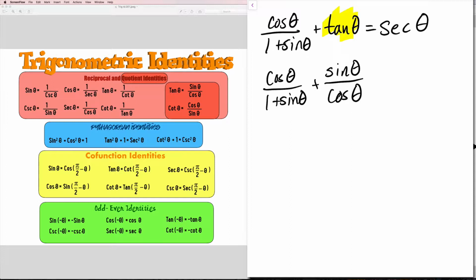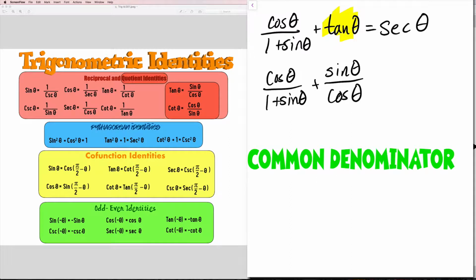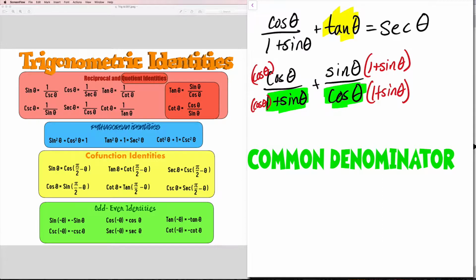So the next thing that comes out to me is that I want to rewrite this problem with a common denominator, because I have 2 denominators that are different, so that's keeping these terms apart. So let's put them together. To do this, I need to multiply my right term by 1 plus sine theta, so both numerator and denominator by 1 plus sine theta. And then my left term I need to multiply by cosine theta, so both numerator and denominator by cosine theta. All right, so let's clean this up.